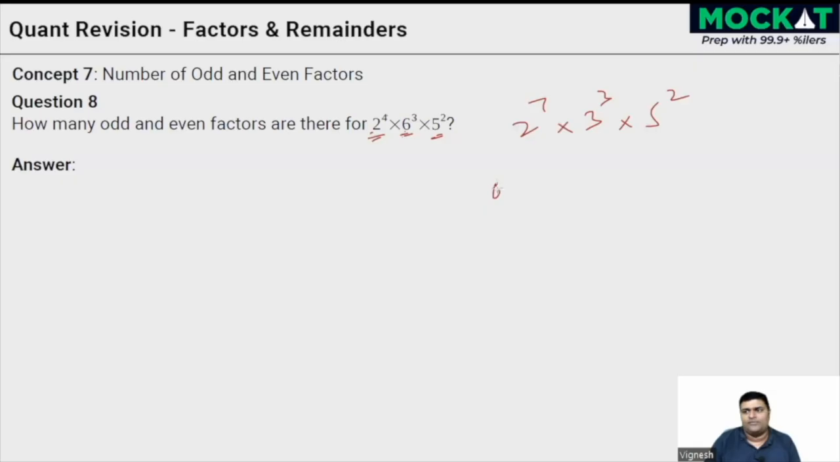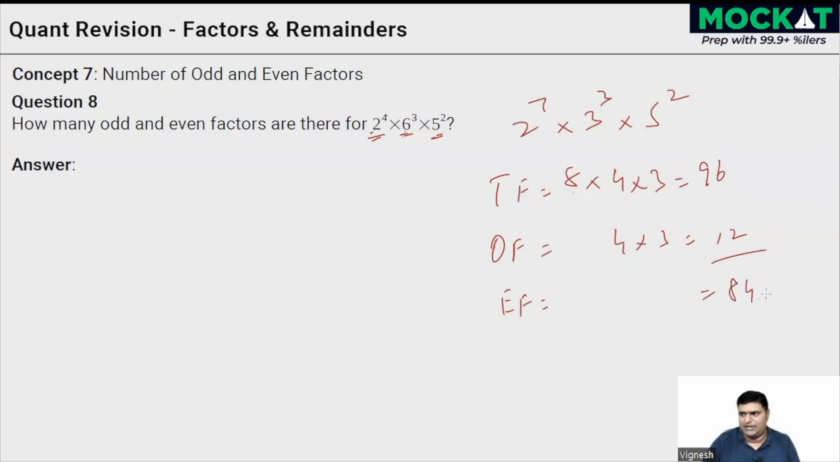Now, how many odd, so can go for the total factors. Total factors over here, power plus 1, 8 into 4 into power plus 1, which is 3. That's going to give me an 8 into 12, 96. Odd factors to begin with, right? Ignore 2 power 7, 3 cube into 5 square, that's going to be 4 into 3, 12. Even factors over here is going to be 96 minus 12, which is 84.